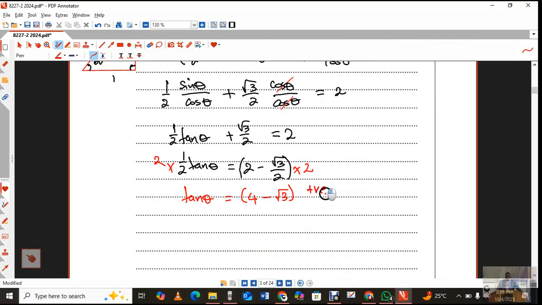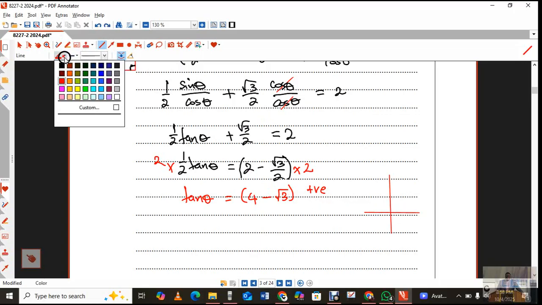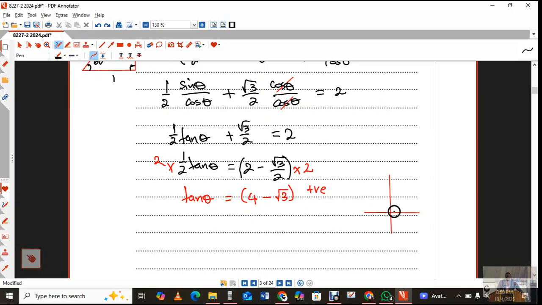So this ratio is positive, and that implies that when you have your, I can say, CAST diagram, I believe you are familiar with the CAST diagram. Then you know that in the first quadrant, the cosine or tangent is positive. So tangent is positive in the first quadrant. And then also it's positive here, the tangent. It's also positive in the third quadrant.